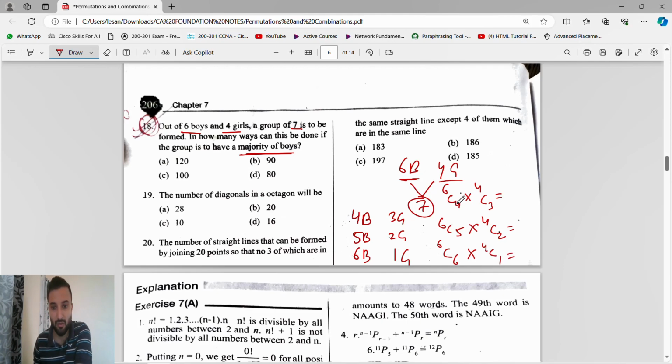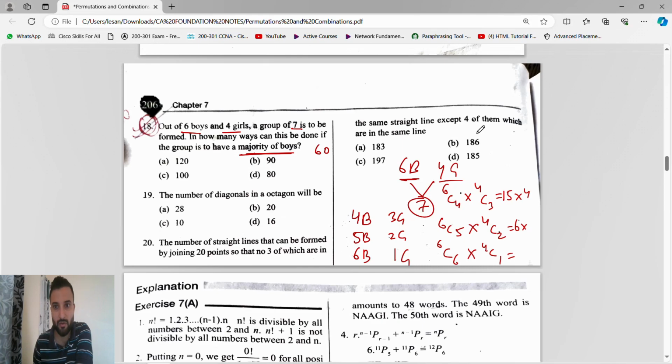This is a condition. So 6c4 means 6 factorial divided by 6 minus 4 factorial, 6 into 5, 15, into 4c3. 4c3 is 4 factorial divided by 4 minus 3, 1 factorial, and 3 factorial, which is 4. So 15 times 4 will become 60. Then for this 6c5 means 6 factorial divided by 6 minus 5, 1 factorial, and 5 factorial, which is 6, into 4c2, which is 4 factorial divided by 4 minus 2, 2 factorial, and 2 factorial, so 4, 3, 2 to get 6, 6 into 6 is 36.